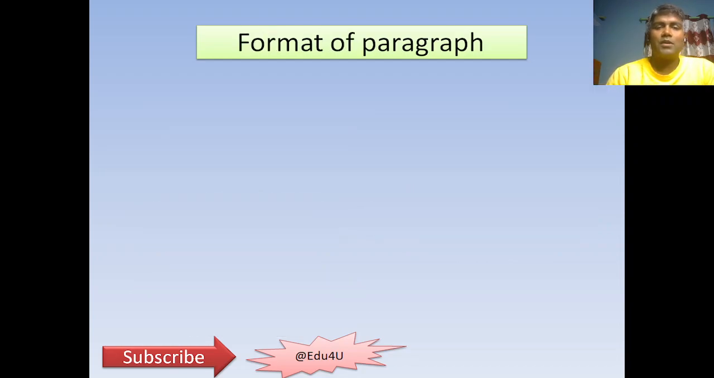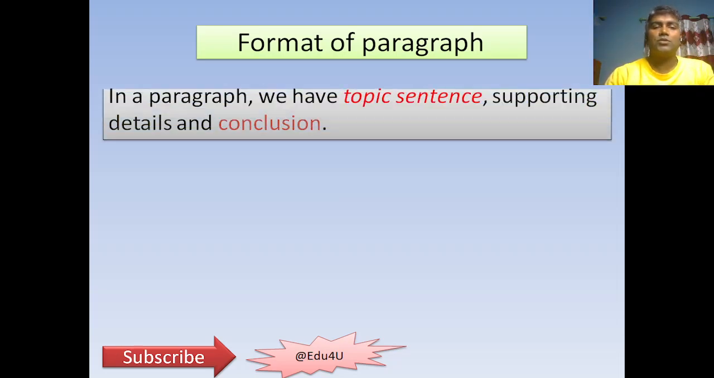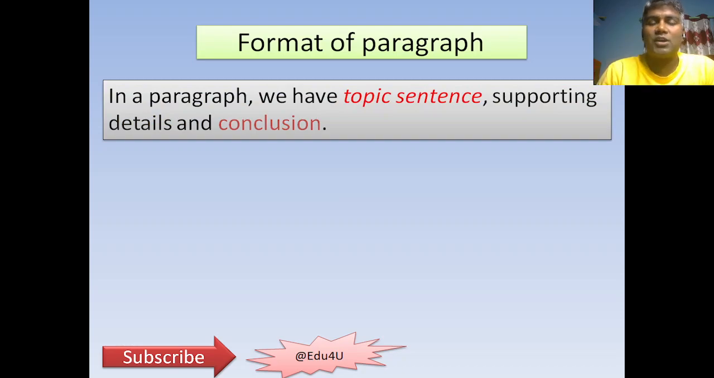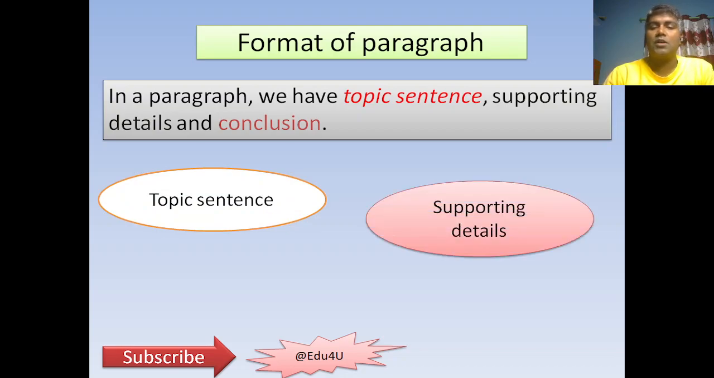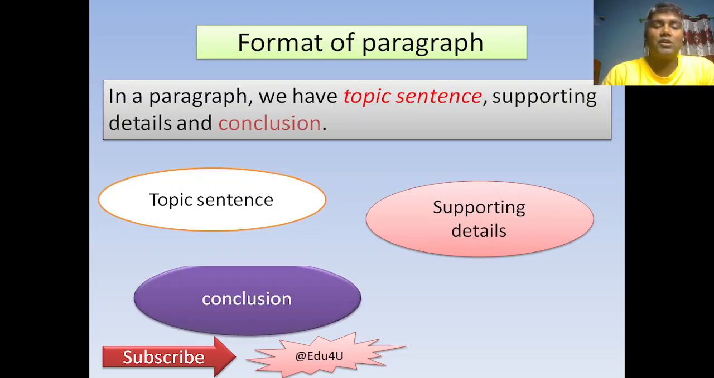Okay. Now, let's talk about the format of the paragraph. What are the things that we must include when we write a paragraph? In a paragraph, we must have a topic sentence, we must have the supporting details, and we must have the conclusion. So, the things that we must include in a paragraph are the topic sentence, the supporting details, and the conclusion.